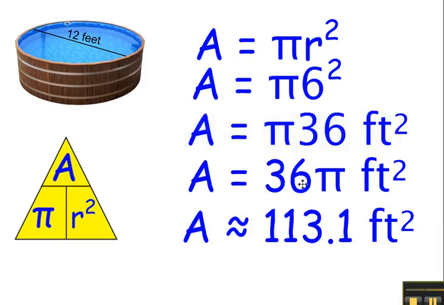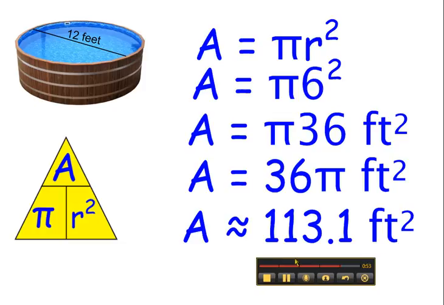Okay. And then actually multiply the 36 times the pi, and we're going to have the approximate value of the area. So that's how to find the area of a circle in a nutshell. Hope it helped.